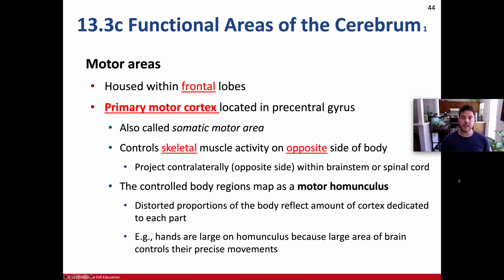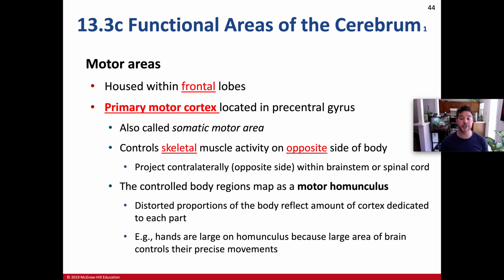Okay, so within these different lobes, within the frontal lobe rather, there are different areas that have different functional properties. So the motor areas are housed within the frontal lobes, meaning the motor control. You have your primary motor cortex, which is located in the precentral gyrus, and it's also called your somatic motor area. It controls skeletal muscle activity on the opposite side of the body, so it projects contralaterally within the brainstem or the spinal cord.